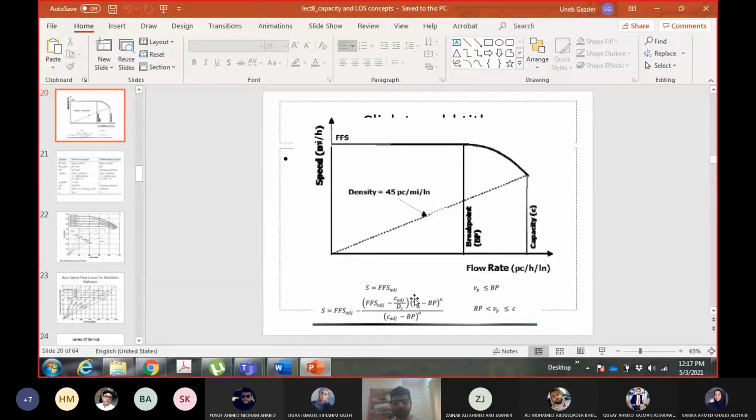So you have the flow. You will replace the value of vp with the values you have selected between BP and capacity. The values which you have selected, you will replace the value of flow with those values. So for each value you will get the value of speed. So you have flow and speed. Plot these points between BP and capacity.